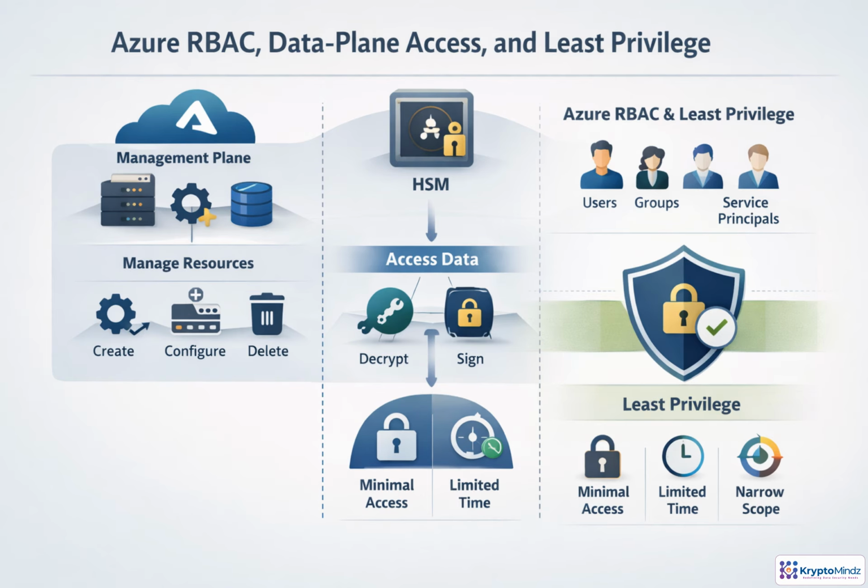Think about access in two layers. The management plane controls who can create, configure, or delete HSM resources. The data plane controls who can actually use keys to decrypt, sign, or otherwise handle sensitive data. Azure RBAC lets you assign different roles for each layer to users, groups, or identities. Least privilege means scoping these roles so they grant only the minimal actions over the narrowest resources for the shortest time.